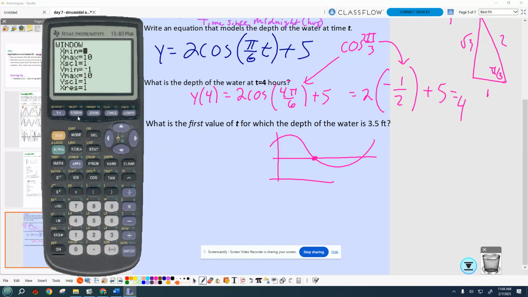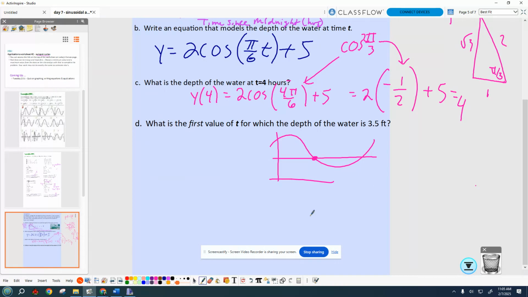Part of these word problems, you guys need to sort of think about it. It went from high tide to low tide from 3 to 6. So my x values need to be including at least 3 and 6. And the height of the water went from, whatever, I don't remember, 3 to 7.